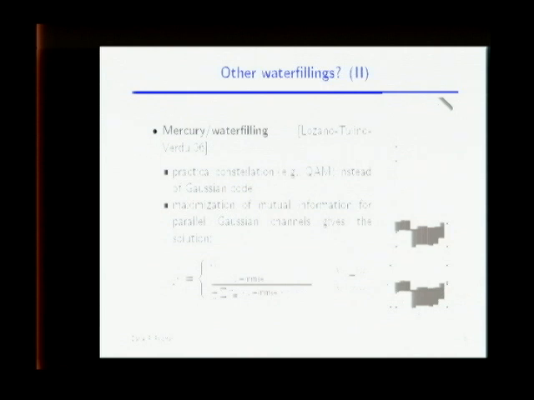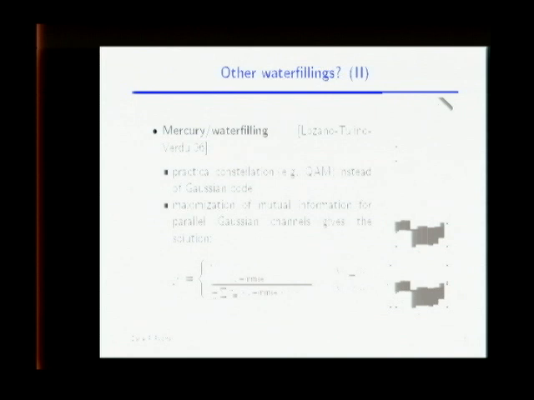The interpretation is that you still plot the inverse of the gains, but now instead of pouring water, first you pour mercury. So you put a different amount of mercury on each channel, and then you pour the water. It's another type of water filling.